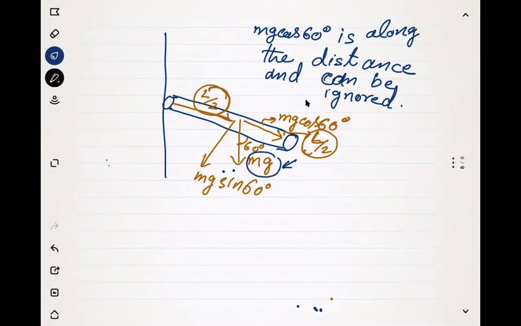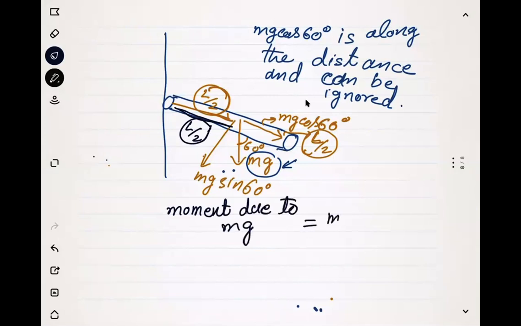For example, now this weight is resolved into two components. One of them is the perpendicular component, and the distance of the perpendicular component from the pivot is L by 2. So the moment due to mg will be mg sine of 60, and its distance from the pivot is L by 2. So this is the moment of mg.